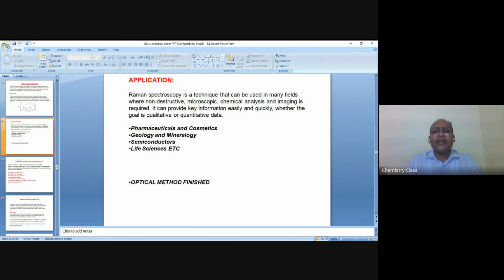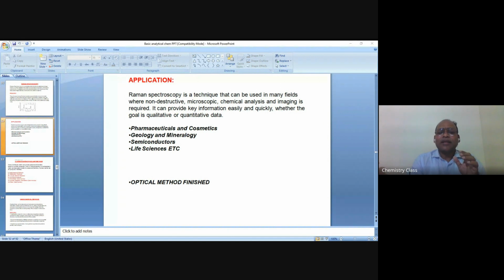Raman spectroscopy is a technique that can be used in many fields where non-destructive microscopy, chemical analysis, and imaging are required. This is the most important point. If you want to destroy the sample, you can use other spectroscopy methods. If you don't want to destroy the sample, there are also some limitations. Raman spectroscopy cannot share all the information. It can share the structure, phase, and chemical components, but not all.